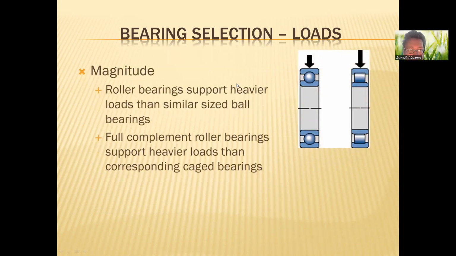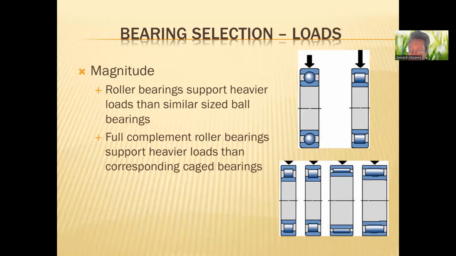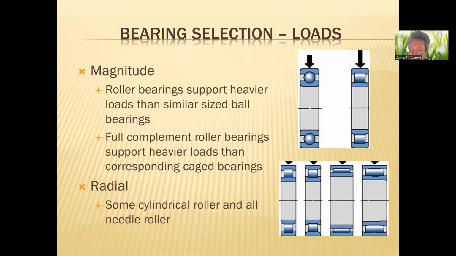Bearing selection, loads. Magnitude. Roller bearings support heavier loads than similar-sized ball bearings. Full complement roller bearings support heavier loads than corresponding caged bearings. Radial: some cylindrical roller and all needle rollers. Write down in your notes these figures.